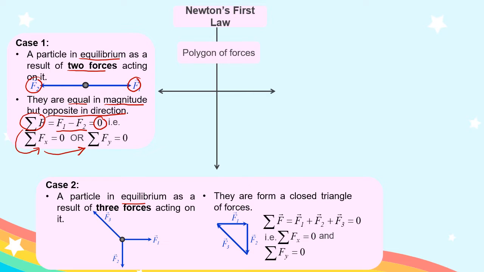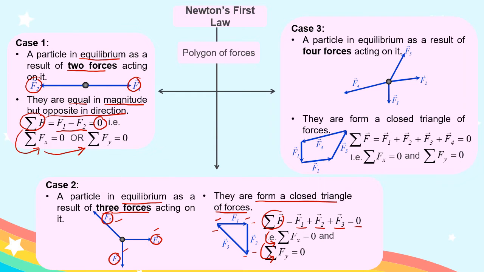The second case is a particle in equilibrium as a result of three forces acting on it. Let's say F1 is to the right, F2 is downward, and F3 is leaning to the left. When the particle is in equilibrium, F1, F2, and F3 form a closed triangle of forces, with a condition. When we combine these three forces, they must be connected tail to head: the tail of F2 to the head of F1, and then the tail of F3 to the head of F2. And when the object is in equilibrium, total F will equal 0, where F1 plus F2 plus F3 equal to 0. Same as case 1. When total F equal to 0, it means that total Fx equal to 0 and total Fy also equal to 0.